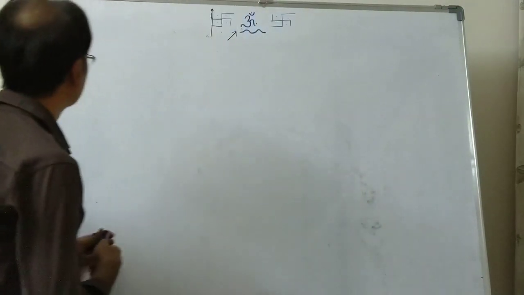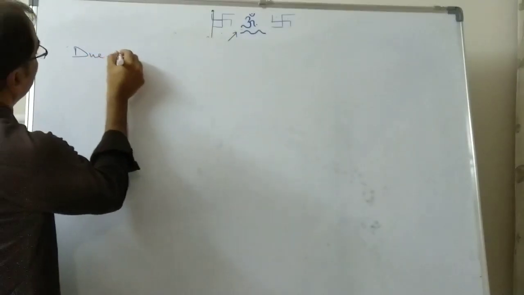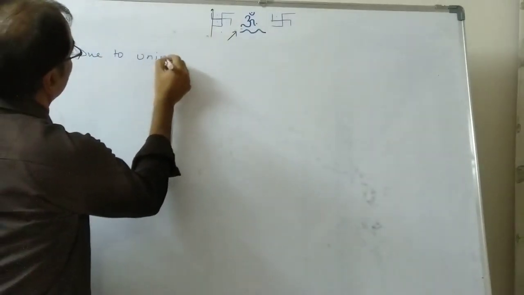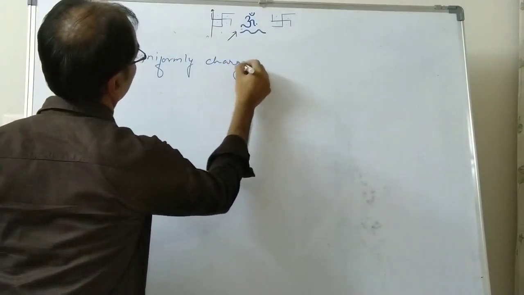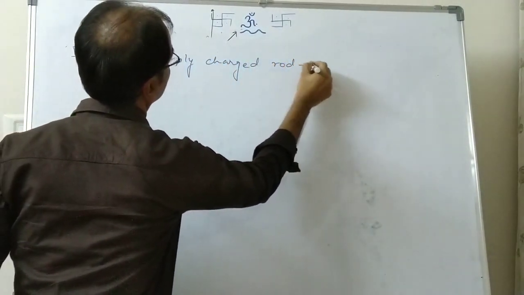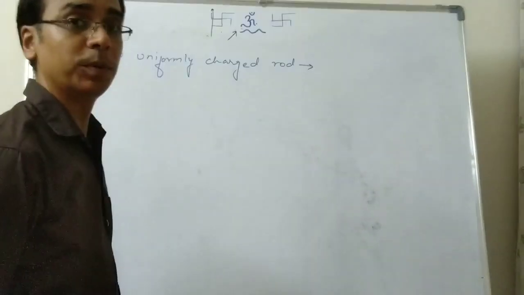So what is this? First is the electric field due to a uniformly charged rod. You will be saying that we have found it before. We have found it, but along the length. But this time we are going perpendicular to the length.